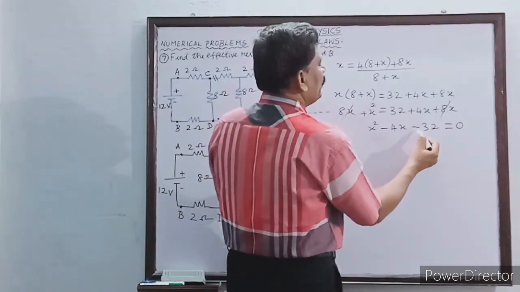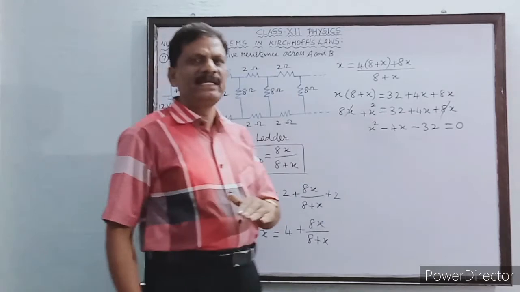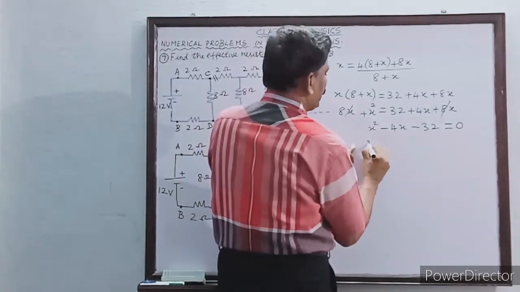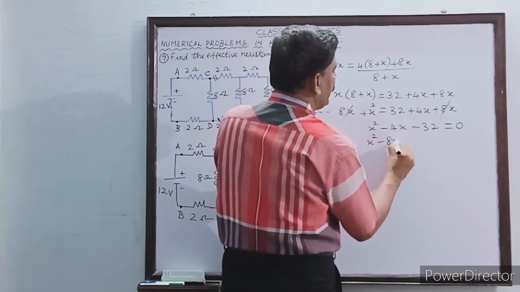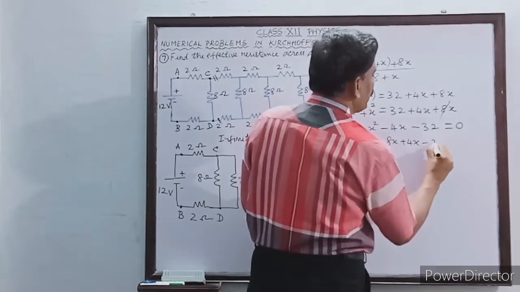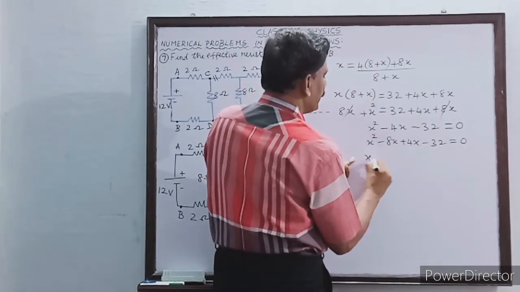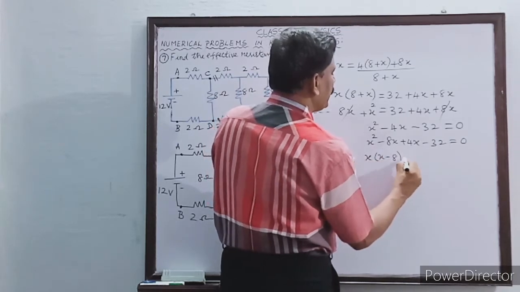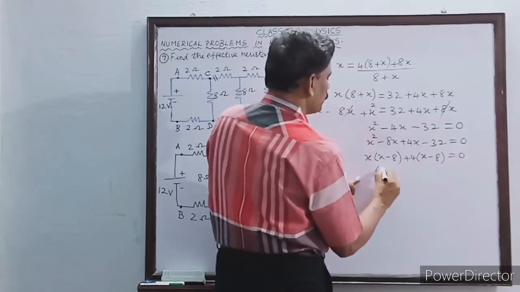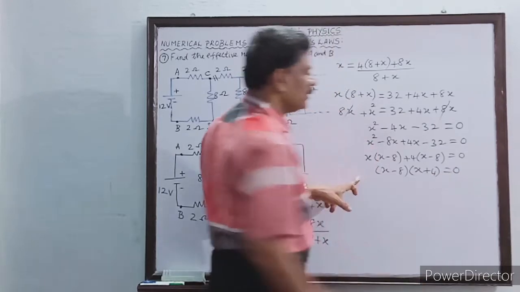So minus 32, if you factorize, means 8 4s are 32. Minus 8 plus 4 will give you what? Minus 4. So this can be written as what? X square minus 8x plus 4x, that is equal to minus 4x will come. And this is minus 32 is equal to 0. So this is x into x minus 8 plus 4 into x minus 8 is equal to 0. So x minus 8 into x plus 4 must be equal to 0.